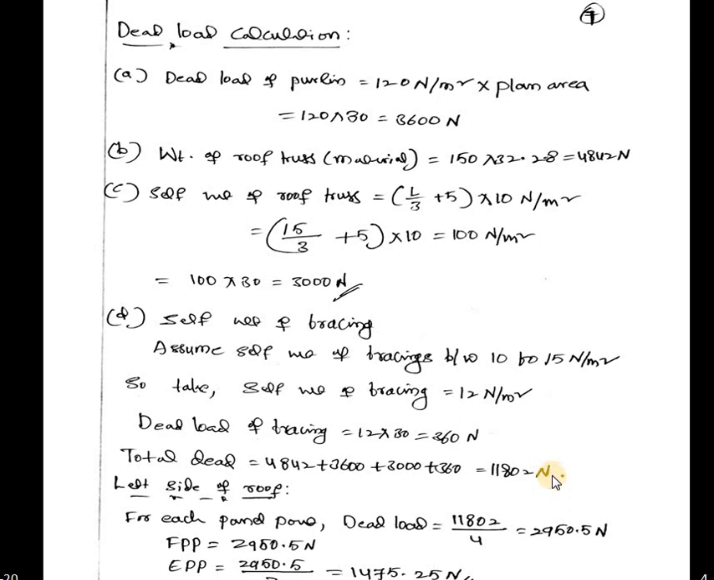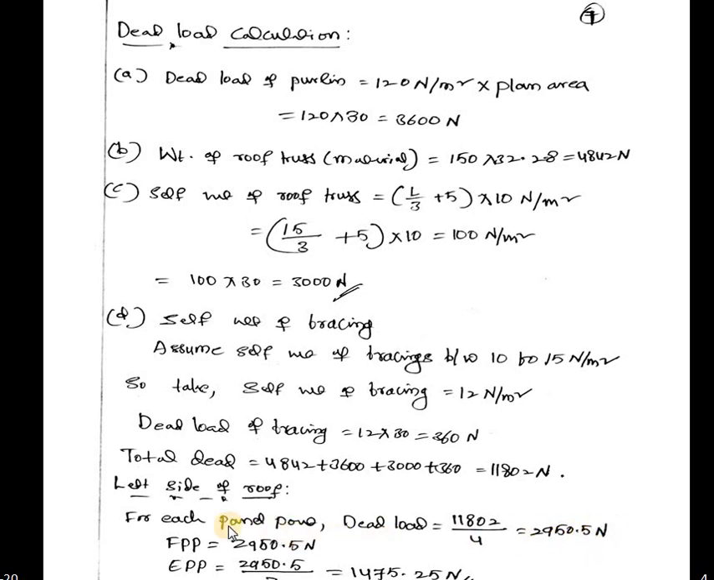See, 11802 newtons load is acting only for each side. How much load is acting, we don't know. This calculation is for only either the left side or the right side. So coming to my calculation, I consider the left side of the roof, total load acting is 11802 newtons. For each panel point, how much dead load is acting? That means how many panels are there? Total 4 panels for the left side, 4 panels for the right side. For that reason, dead load is equal to 11802 by 4. Finally, we got 2950.5 newtons.